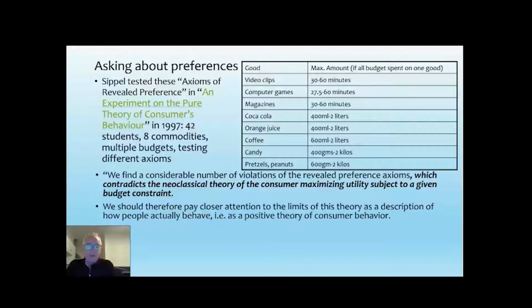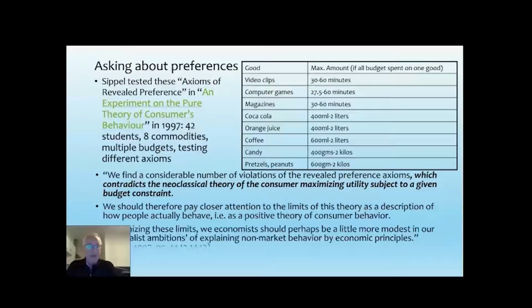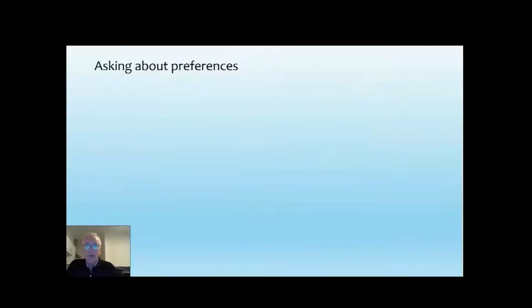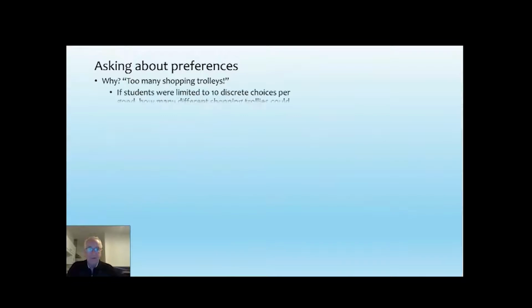And he then said we should be much more circumspect about treating this as the theory of the actual behaviour of people. And given that, we should be less imperialist in our ambitions about explaining non-market behaviour using economic principles. So something went wrong about this basic idea of explaining people's tastes using a combination of a budget line and indifference curves. And the basic problem was too many shopping trolleys, what's called the curse of dimensionality.